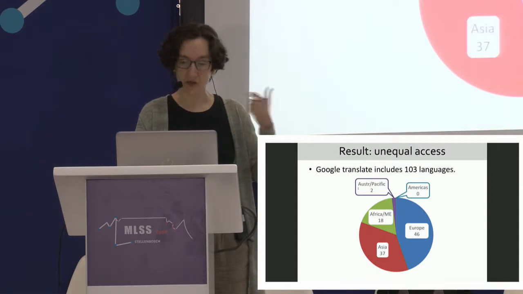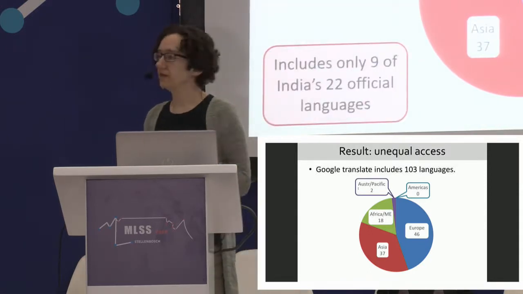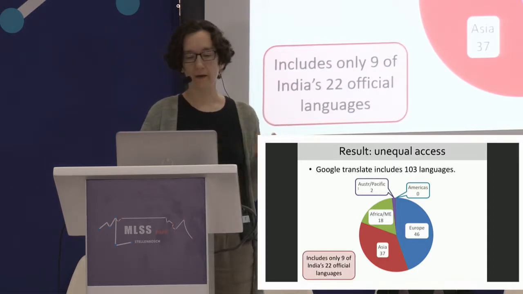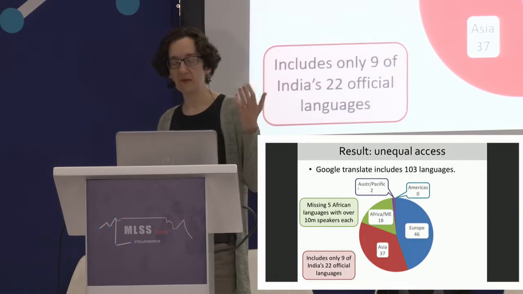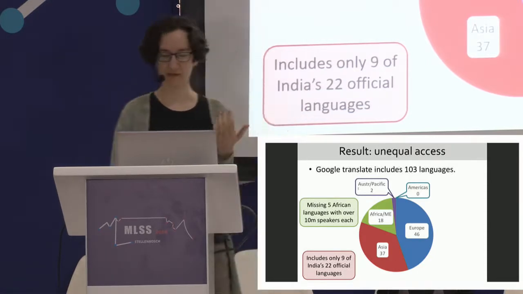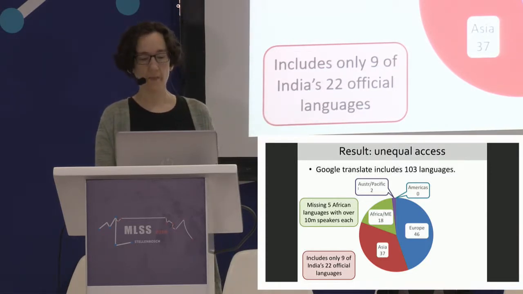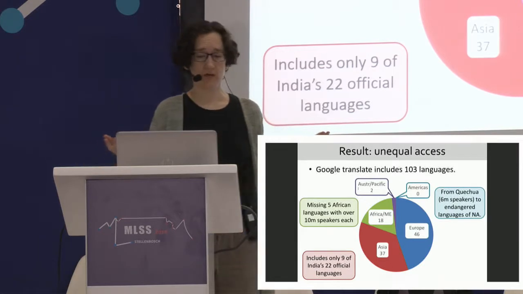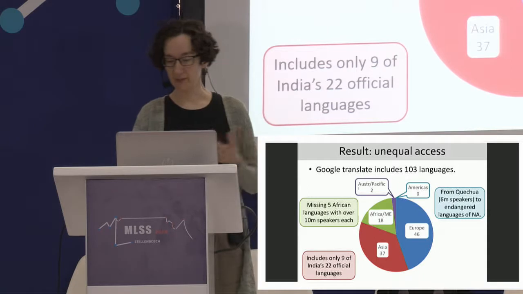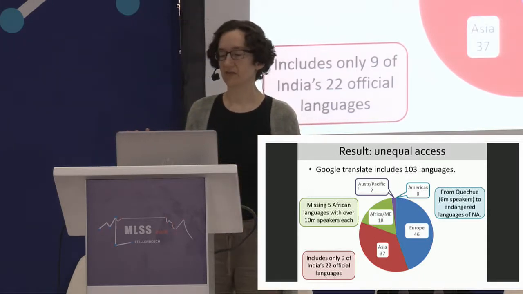But even if you start to kind of home in on what's going on there, what you'll notice is that only 9 of India's 22 official languages are included in Google Translate. And there's at least 5 African languages with over 10 million speakers that are also missing from Google Translate. Right? So it's not just missing very tiny languages. But there are also a lot of very small languages, endangered languages of North America, for example, that are not included. And as I said, there's really about 7,000 different languages in the world.